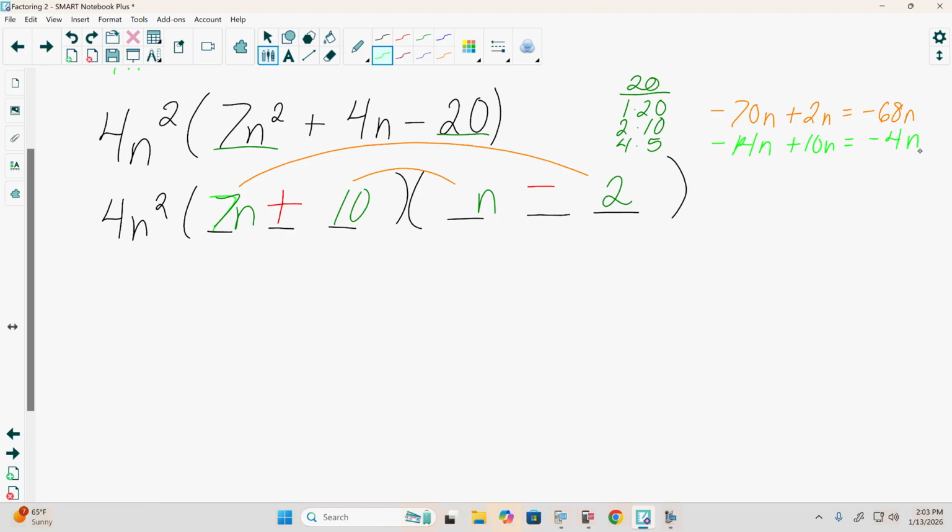So correct number, but wrong sign. So we just need to flip the signs. So 7 times positive 2 would give us positive 14n. Negative 10 times n would be negative 10n. 14n minus 10n would give us positive 4n. Questions on this here?